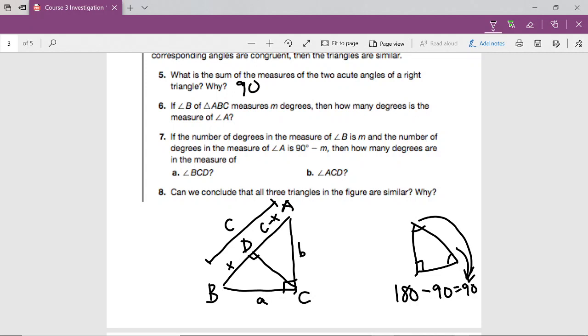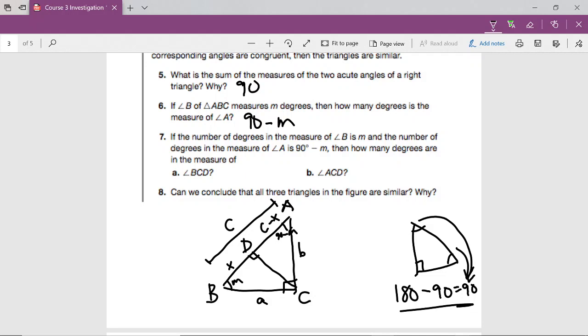Okay, and you can explain why in your own words of what I just did right here. So if the angle B, this one right here in our triangle, measures m degrees, then how many degrees is the measure of angle A? Well, I just said that angle A and B always have to add up to 90 degrees. So if I know that angle B is m degrees, angle A must be 90 minus m degrees. So we have A here as 90 minus m.